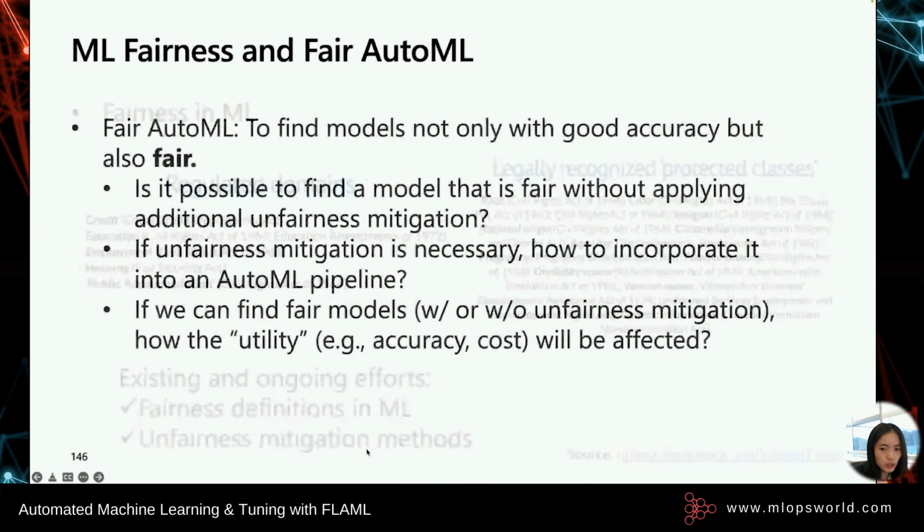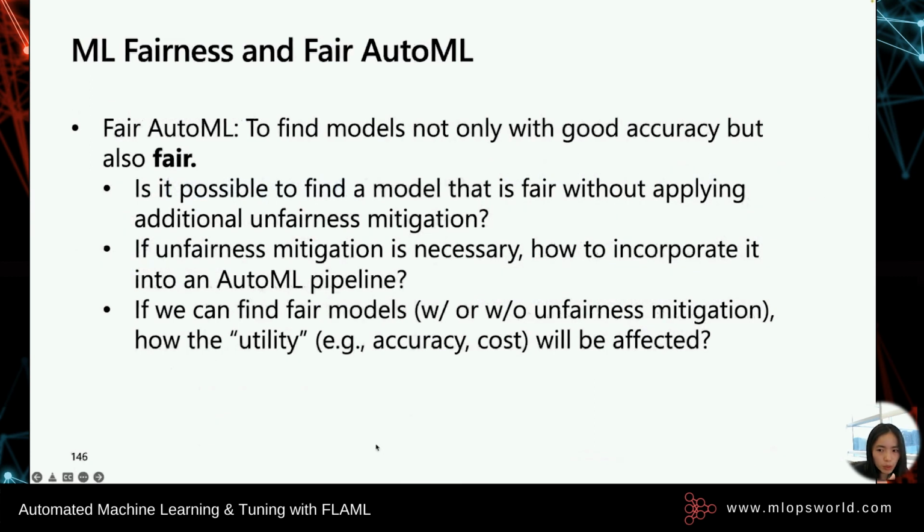With the adoption of AutoML in more and more domains, for example the financial domain, it is very important to also take fairness concerns into consideration in the AutoML pipeline. So we proposed to consider the problem of fair AutoML. The goal in fair AutoML is to find models not only with good accuracy but also fair. But this question, although very important, is still underexplored. A lot of questions need to be answered.